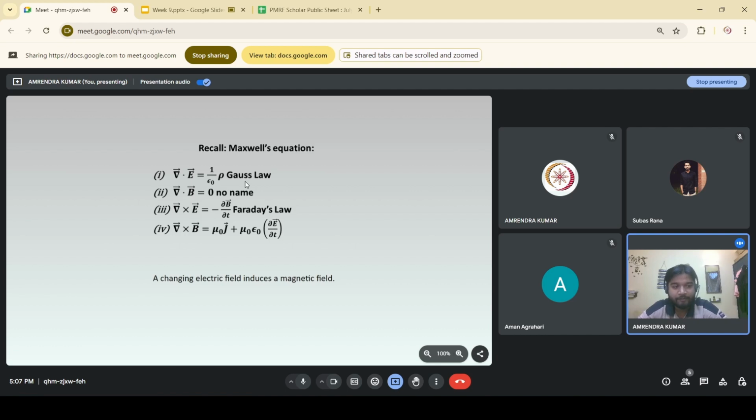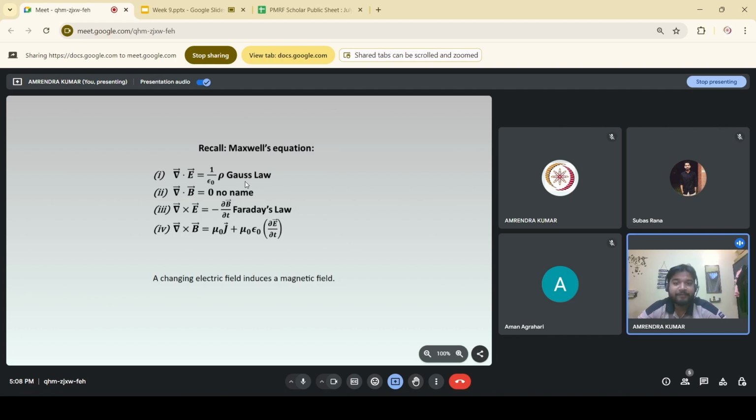Means whatever current you are flowing in the circuit, if it is being accumulated at some point, so adding this term mu zero epsilon zero del E over del T will compensate for that. And the beautiful thing about this is that here you can see that the right hand side has electric field, which is changing with time, and it can change because there is an accumulation of charge. So charge gives rise to electric field, and if the charges are coming and being accumulated, then whatever electric field they are generating is going to change with time.